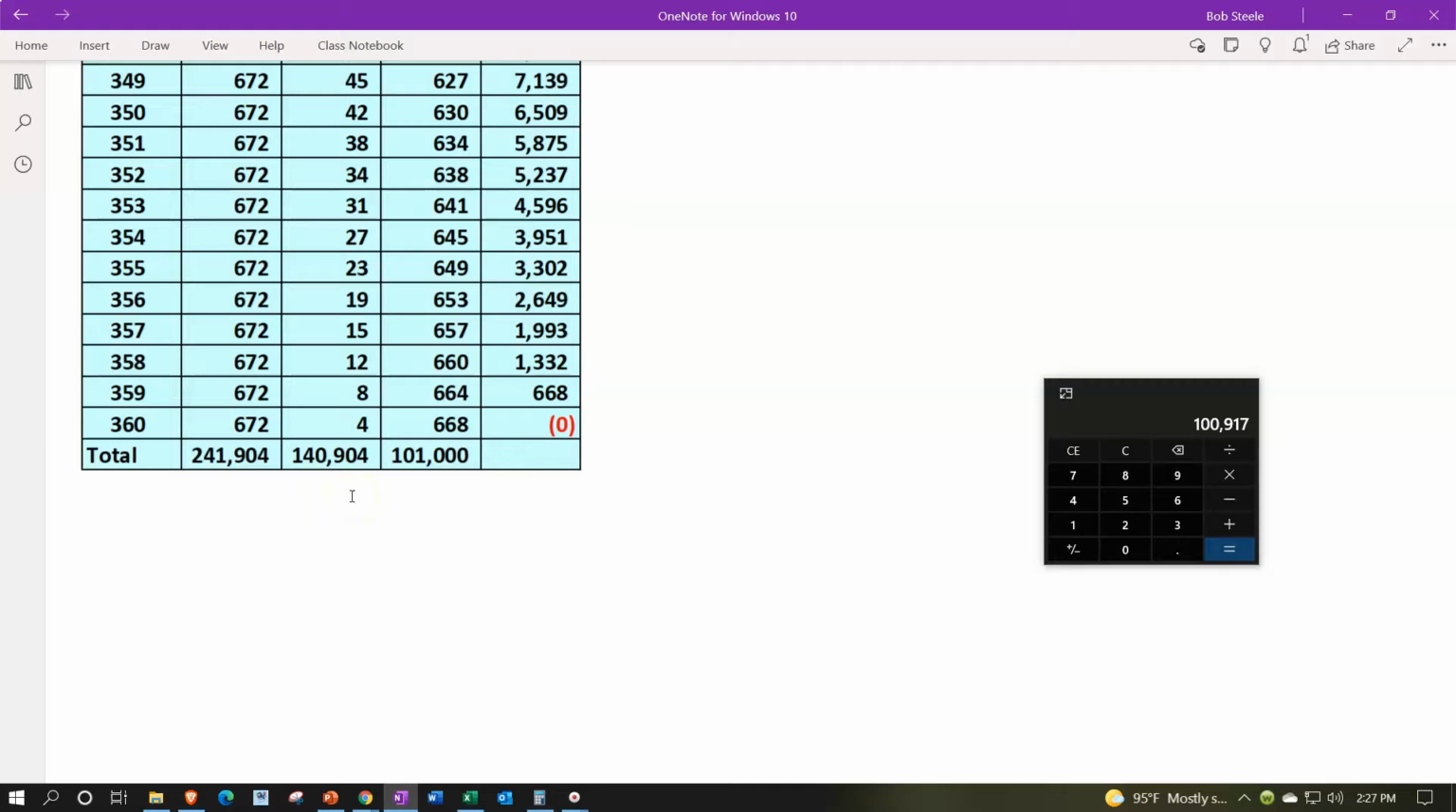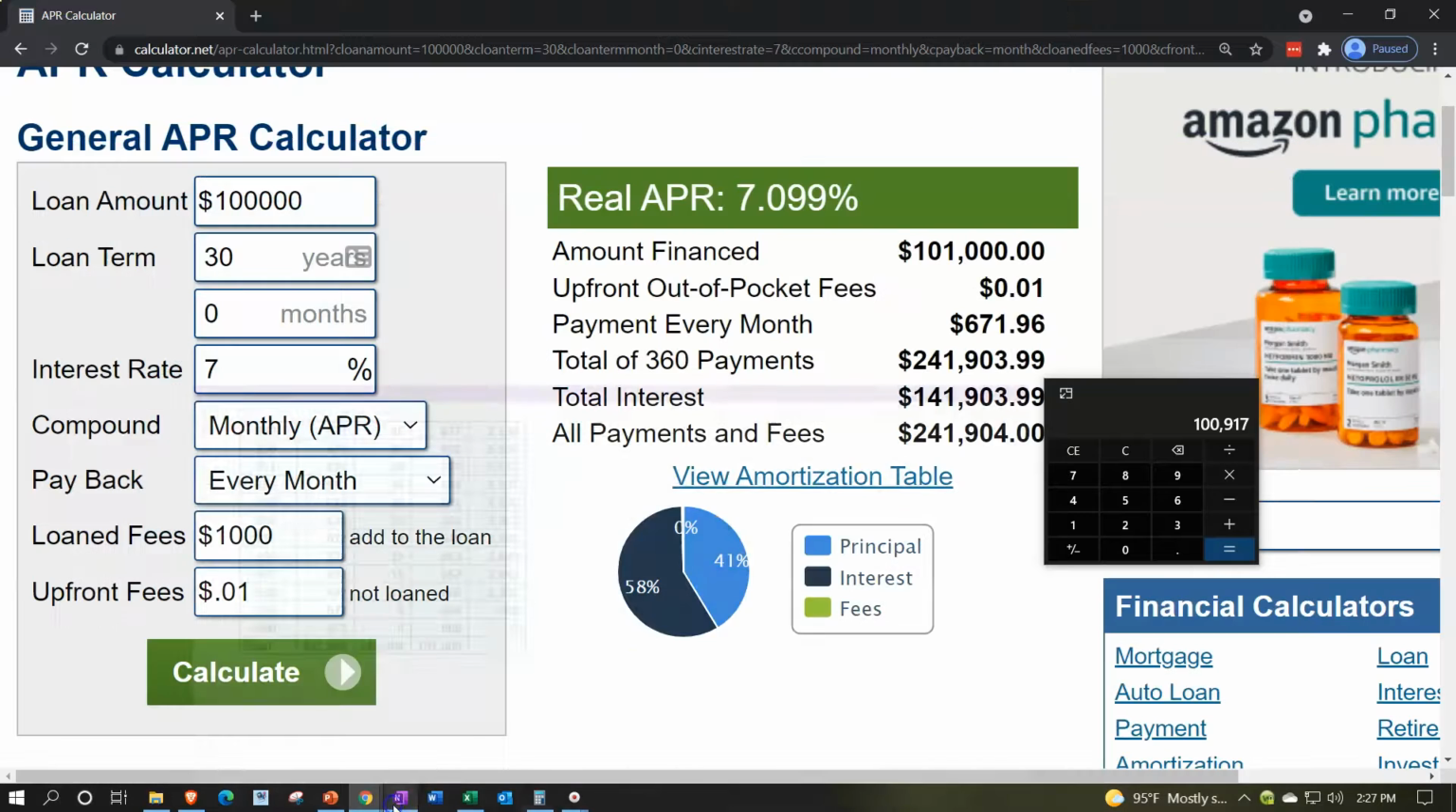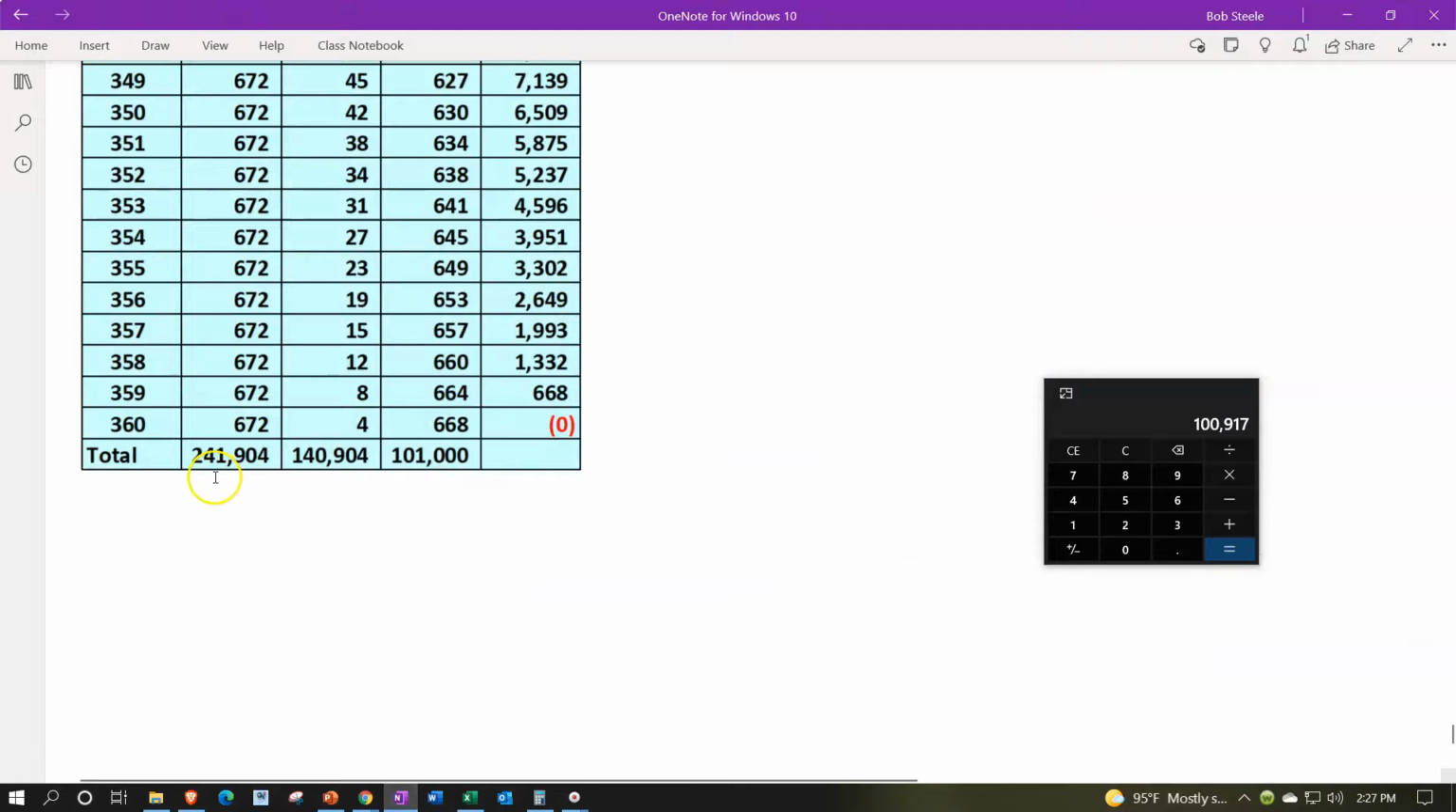that was over and above what we actually needed for the 100,000 that we paid off, and that's where they're getting this 101,903, I believe. And then all payments, 241,904 for all payments. 241,904 is the 241,904 here. So you can kind of double check it with the loan calculators.